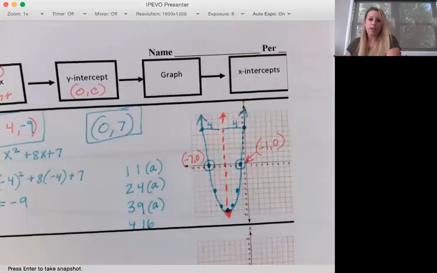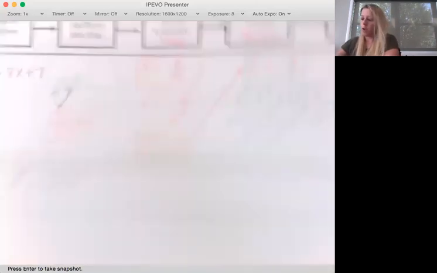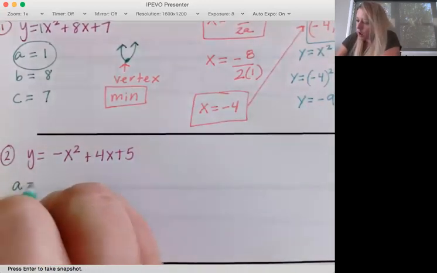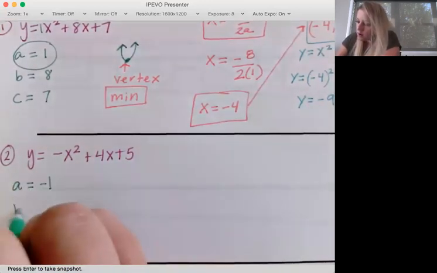All right, so then the last thing I'm going to do is do one more, and this one is going to have a negative a value. So our a is -1, our b is 4, and our c is 5.